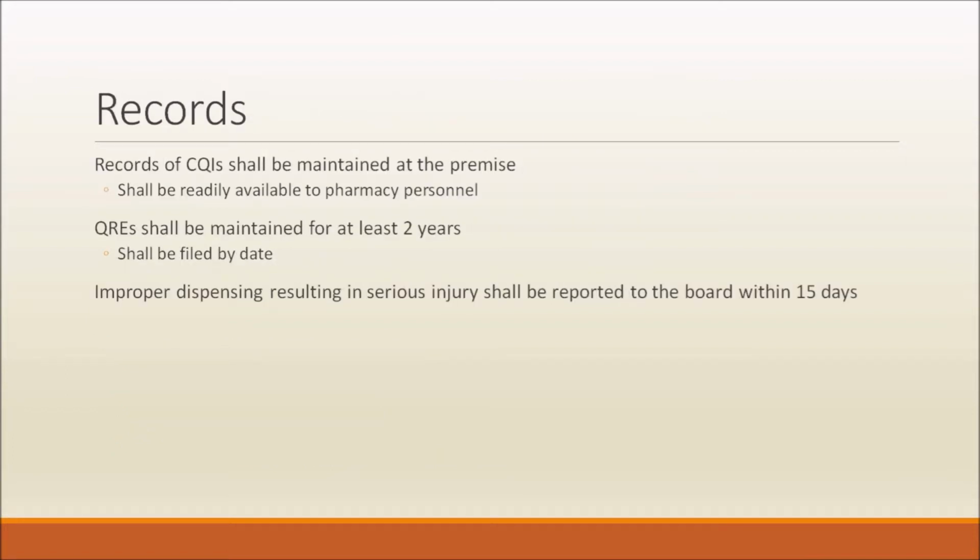The records of CQIs should be maintained at the premise, and they should be readily available to all pharmacy personnel. QREs shall be maintained for at least 2 years, and they should be filed by date. When a QRE results in a serious injury or harm to the patient, such improper dispensations shall be reported to the board within 15 days.